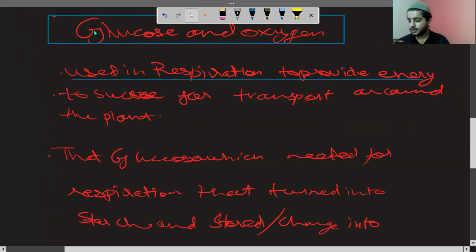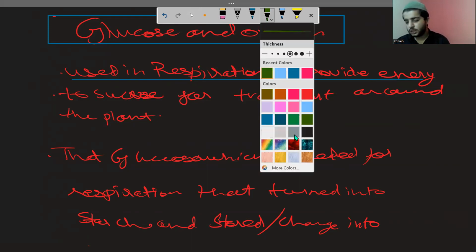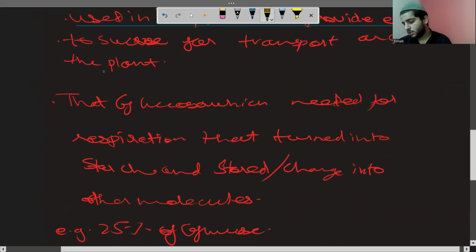Now, what are the products of photosynthesis? They are glucose and oxygen. What are they used for? Oxygen is taken out as an excess product, and glucose is used in respiration. Glucose is used in respiration. Okay, you got it?